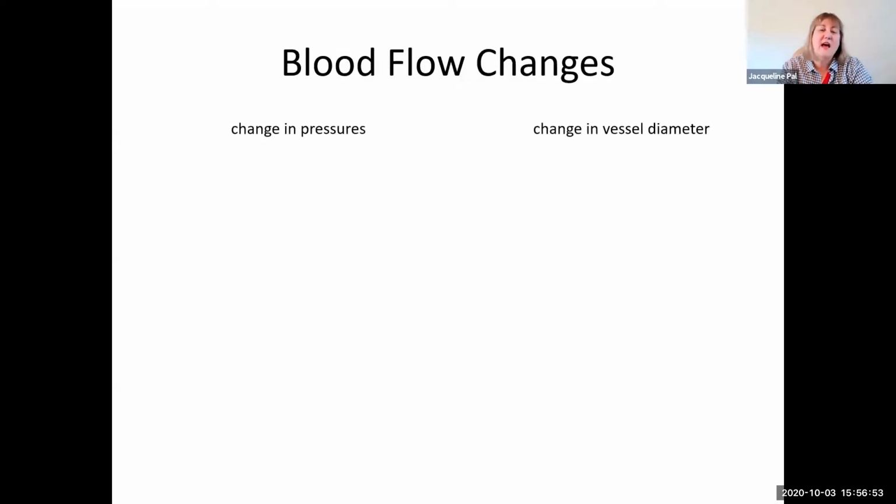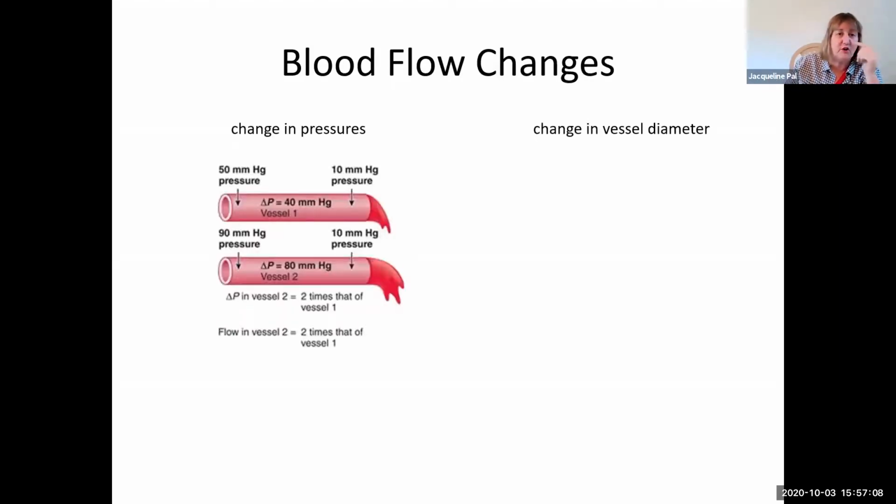All right, so now let's talk about some changes in blood flow, because that was another big factor. For blood flow changes, we're looking at changes in pressures as well as changes in the diameter of the blood vessel. So let's talk about pressures first. For changes in pressure, we're looking at what is the pressure at the beginning of this vessel versus the pressure at the end. The top example is showing a blood vessel that starts with a pressure of 50 and ends with a pressure of 10.